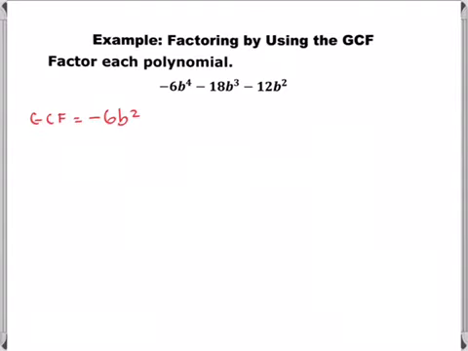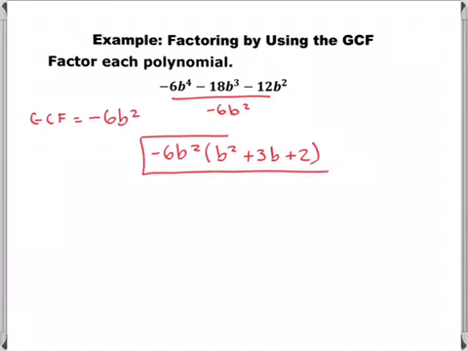And so now I'm going to factor this. In this case, I've got negative 6b squared on the outside. Negative 6 divided by negative 6 is a positive 1. And then I subtract the exponents, so I've got b squared. Negative 18 divided by negative 6 is a positive 3. Subtract my exponents, I've got b. Negative 12 divided by negative 6 is positive 2. Subtract my exponents, the b's cancel, and I'm left with negative 6b squared times the quantity b squared plus 3b plus 2.